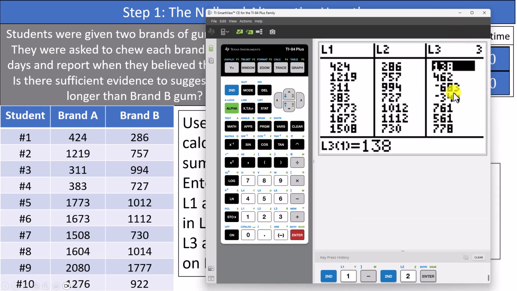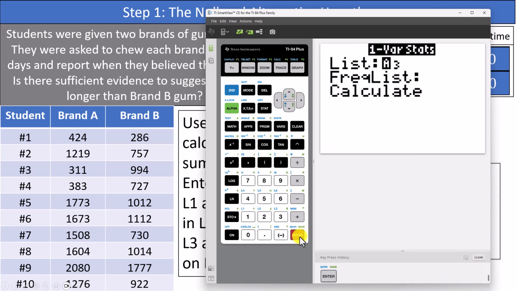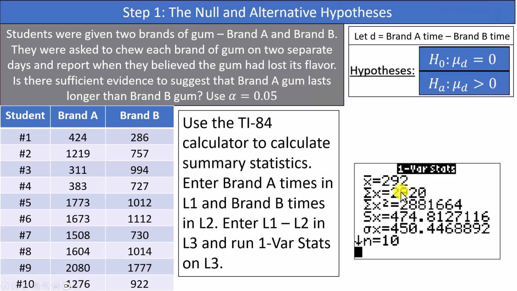Now we need to do statistics based on this third list. So we can press stat, arrow over to calculate, and then do the 1-Var Stats. Then we can switch the list to list 3. If it doesn't already say list 3, we can press second and 3, and that will change it to list 3. Then we can calculate to get our results. And those are also the results that I have here in the PowerPoint.